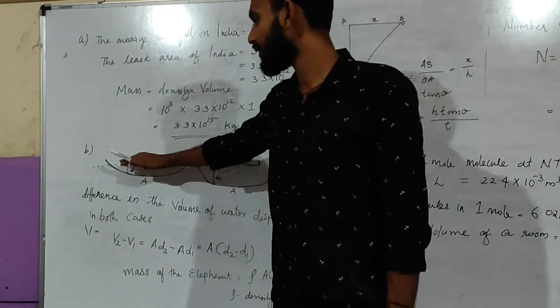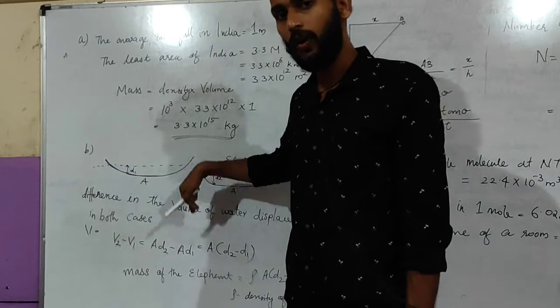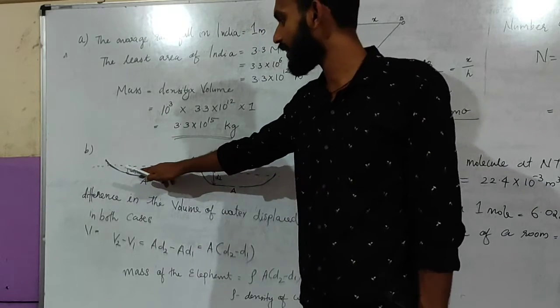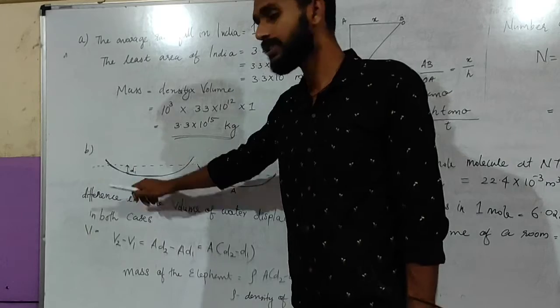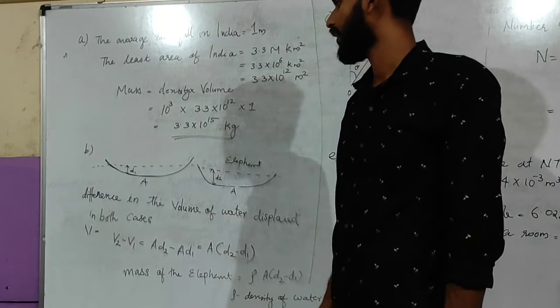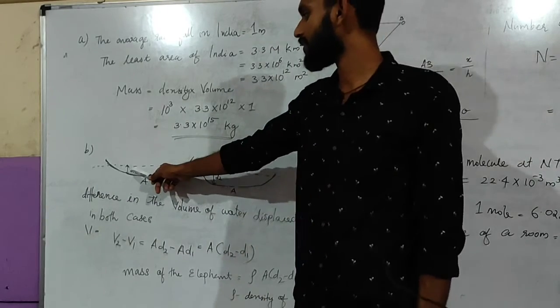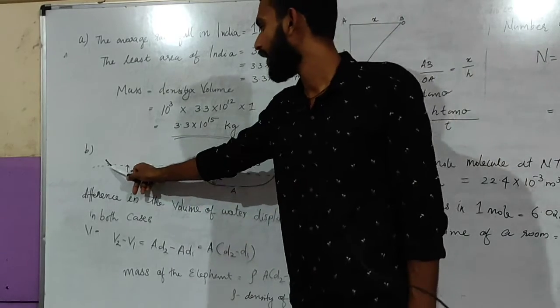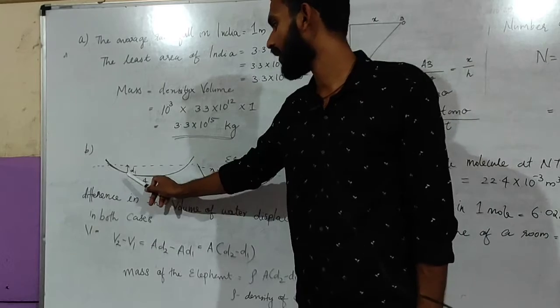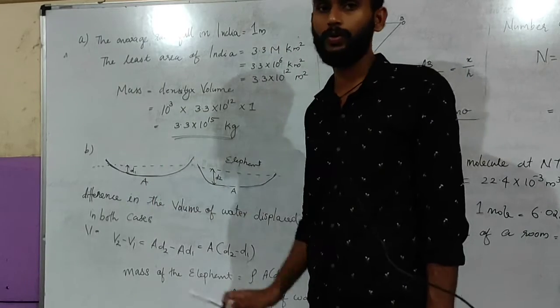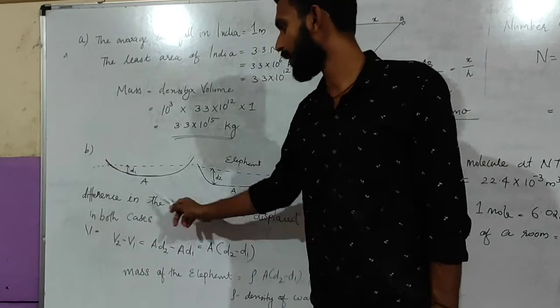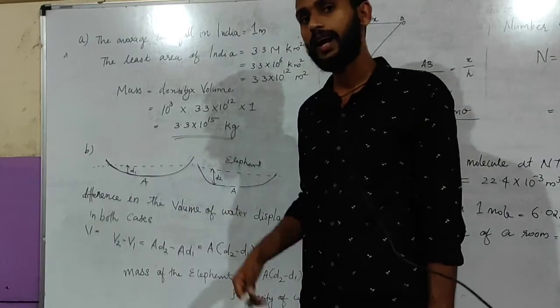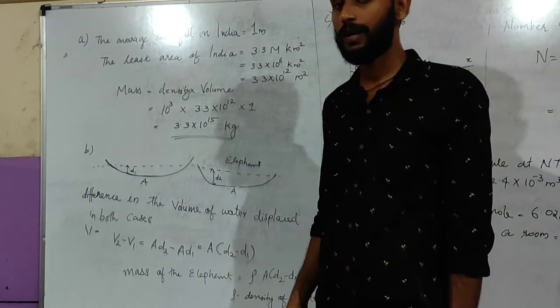The portion which is dipped in the water is of depth D1. So in this case the volume of the water displaced by this portion will be equal to A into D1.